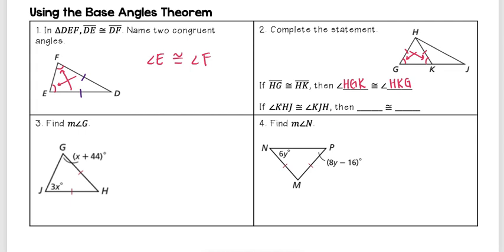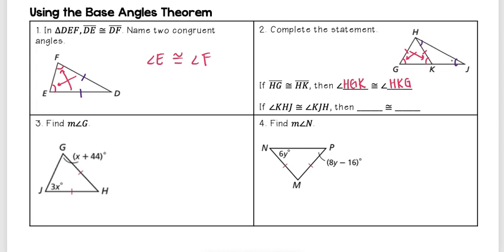This says if angle KHJ, so again that middle letter means my vertex, that's this angle right there, is congruent to KJH, it's going to be that one right there, then what two sides are congruent? Well, again, I know from the converse of the base angles theorem that the sides opposite of my congruent angles are going to be congruent.